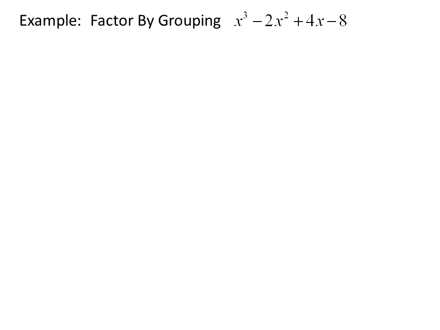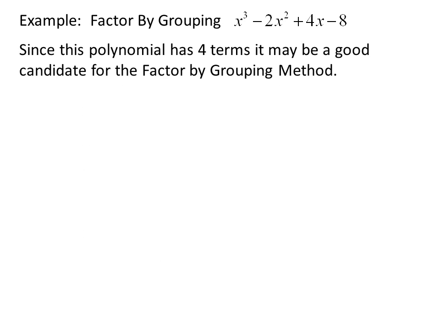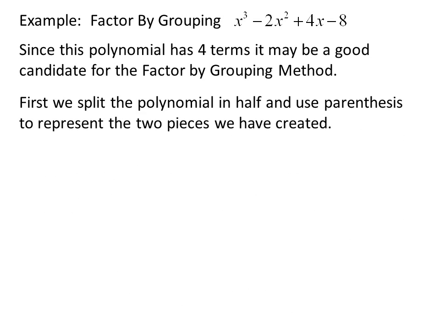Example, we want to factor by grouping the polynomial x cubed minus 2x squared plus 4x minus 8. Since this polynomial has 4 terms, it may be a good candidate for the factoring by grouping method. First, we split the polynomial in half and use parentheses to represent the two pieces we have created. So I am going to collect x cubed minus 2x squared within a set of parentheses and 4x minus 8 within another set of parentheses.